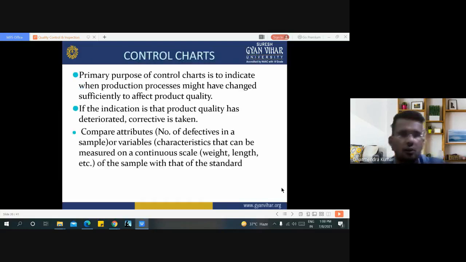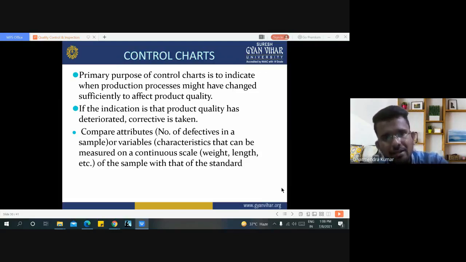Here is the control chart. The primary purpose of a control chart is to indicate when the production process might have changed sufficiently to affect product quality. If we find any error during the machining process, then we slightly change the machining process to gain our prerequisite qualities of that finished good. Then the control chart represents the overall change of the machining process, the overall change of a machine's component, for the betterment of product quality.